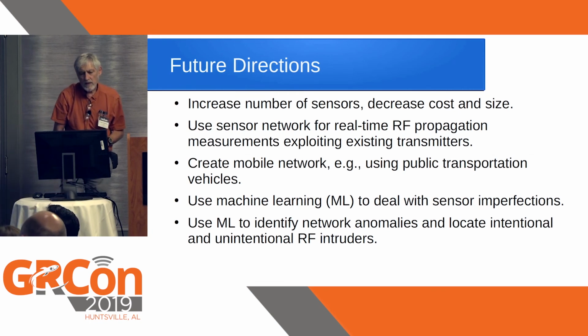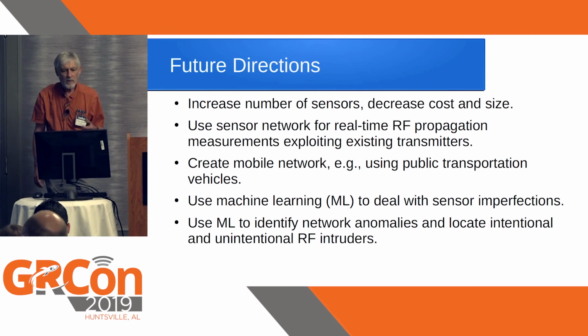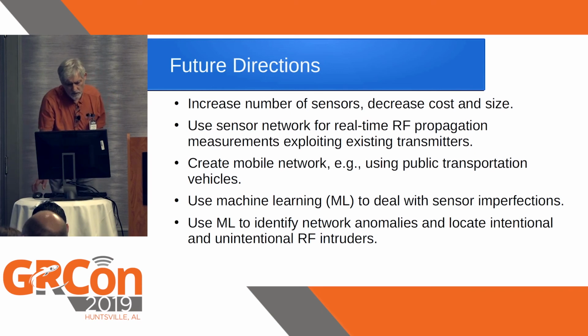Okay, some future directions. We want to increase the number of sensors, decrease cost and size, and eventually we would like to actually make a mobile network by putting some of those sensors, for example, in public transportation vehicles. Then we want to use the sensor network for real-time RF propagation measurements, exploiting existing transmitters. You know, there's all kind of LTE transmitters around, for example.